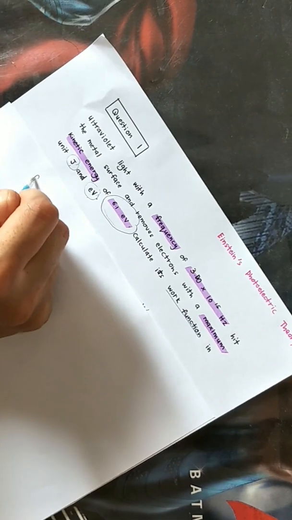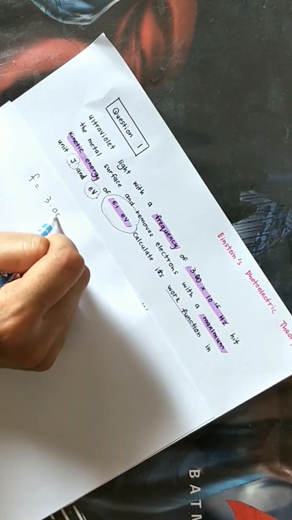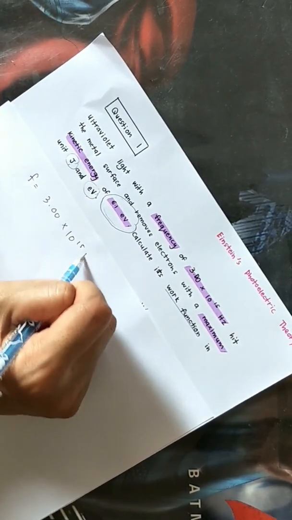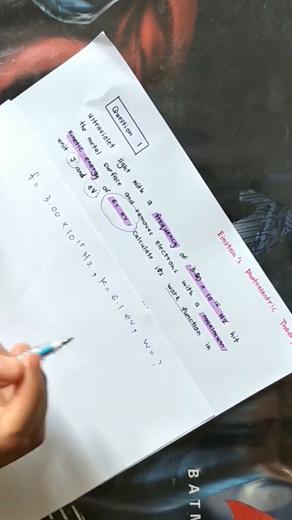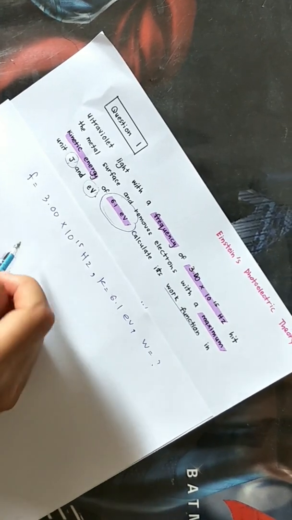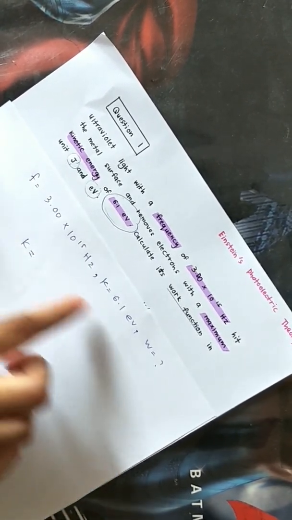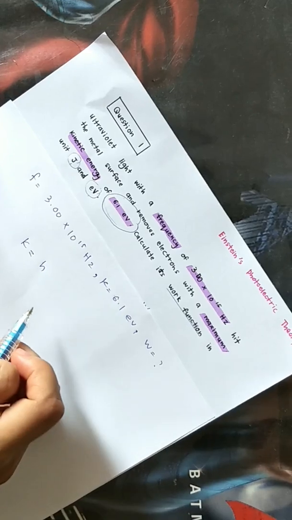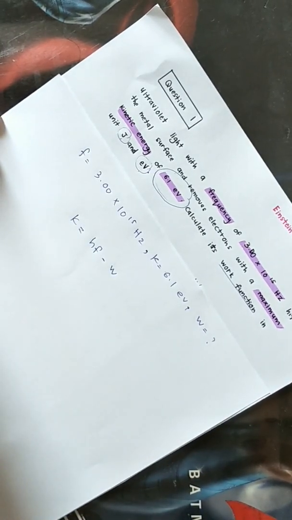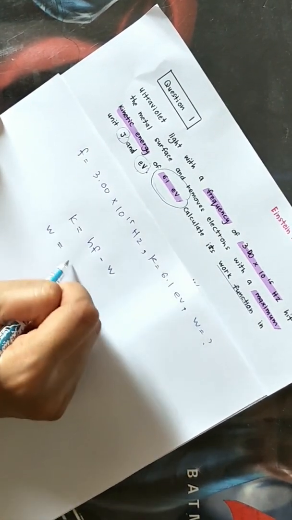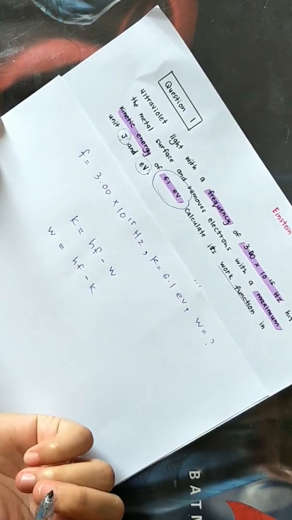Okay, we list out the data: the frequency, the maximum kinetic energy, and its work function. We have to find it. From the Einstein photoelectric equation, the equation is K = hf minus work function, where K is kinetic energy, h is the Planck constant, and f is the frequency. We have to find its work function, so work function = hf minus K.